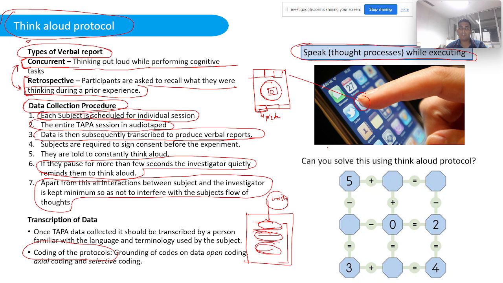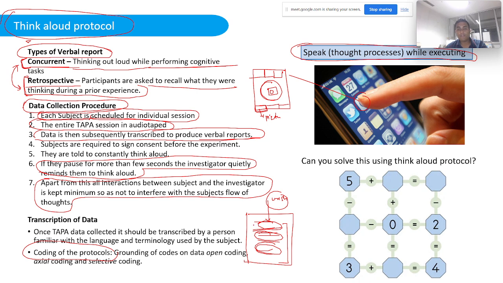In this user study, for example, booking a movie ticket using Book My Show, if the user speaks aloud while performing the activities of selecting or booking the seats, you will get detailed information on how the person makes decisions, how the person chooses or evaluates a particular set of activities, and what his final actions were. All this information you can collect using think aloud protocol.